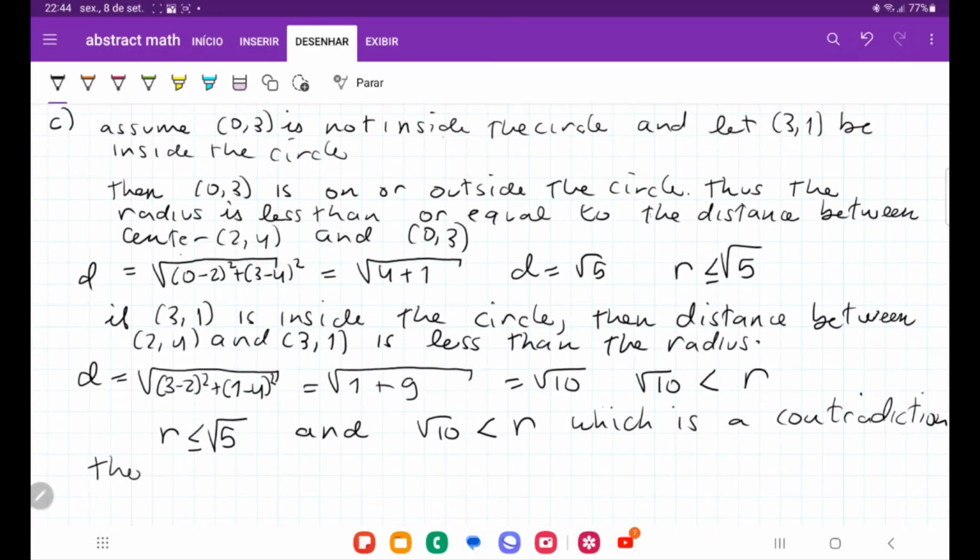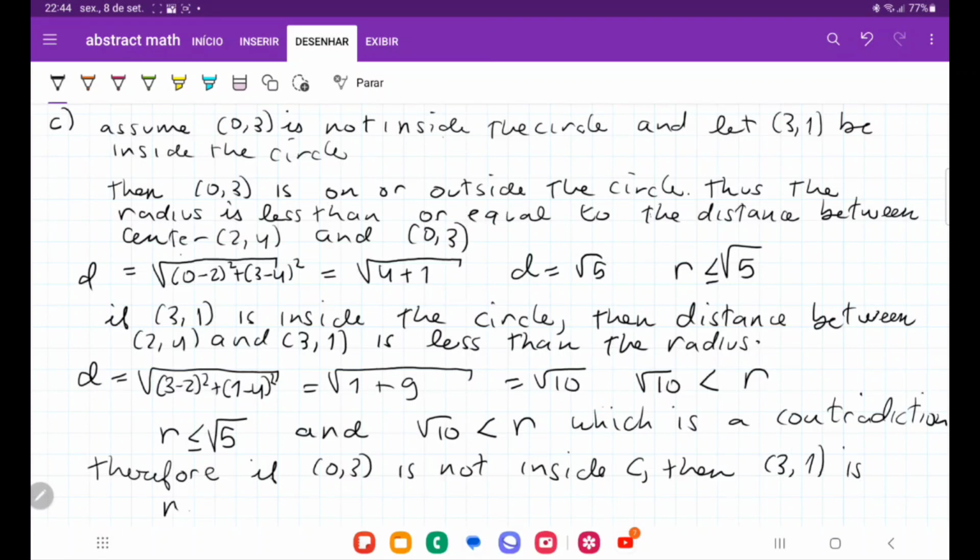Therefore, our assumption must have been wrong. So therefore, if (0, 3) is not inside, then (3, 1) is not inside the circle. And that is it for problem 5.